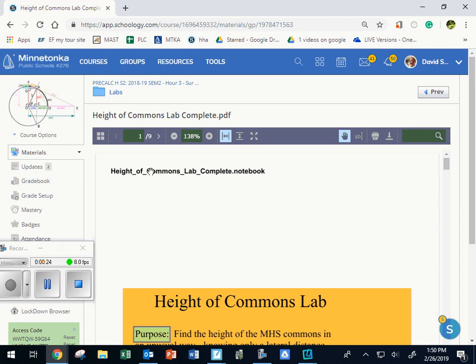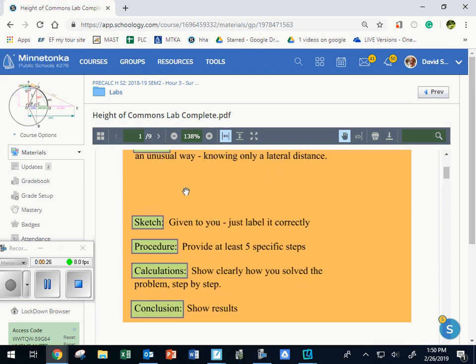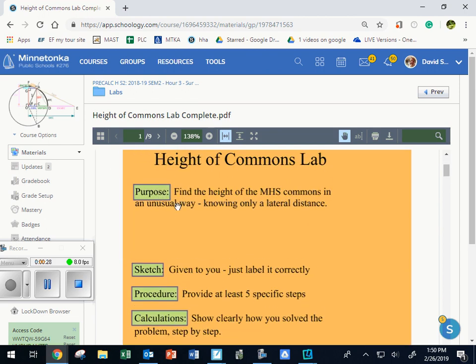All right, so the height of the commons lab. If you want to find the purpose: find the height of the commons in an unusual way, knowing only a lateral distance. That's pretty good, except my rule is you can't just take the purpose that we give you and say it word for word. So you need to put the purpose down, but you can't just type exactly what they said. You have to say it in your own words. It's not that hard, but it keeps you from just being a cut and paste. So you have to think about it and restate it in your own words. Don't lose points for having copied it exactly or just taking a picture of it.